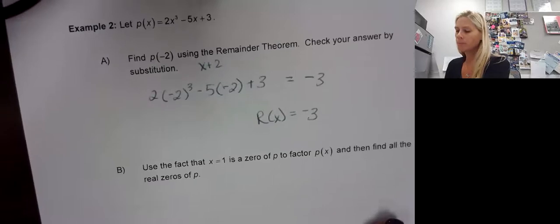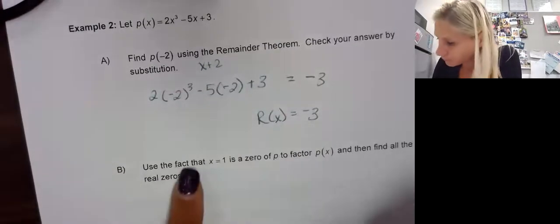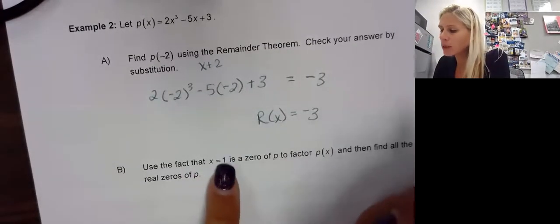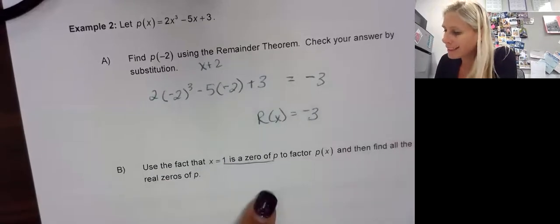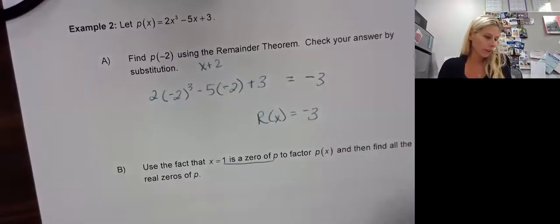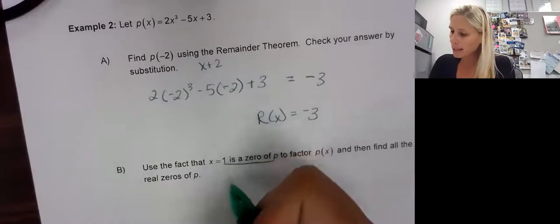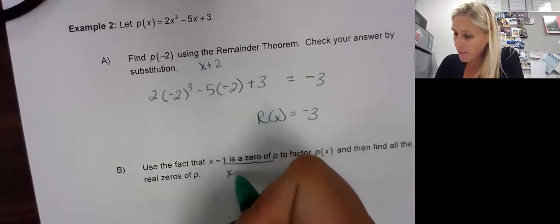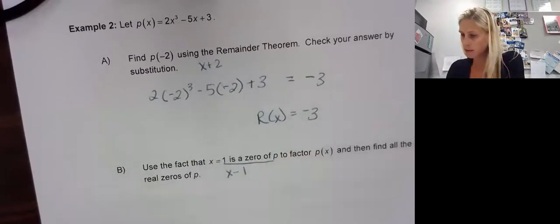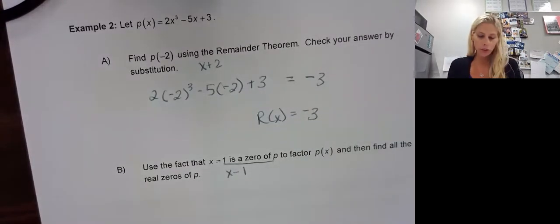Let's try number B. We're going to use the fact that x equals 1 is a 0. So it is a 0. Find all the real zeros. Remember, x equals 1 being a 0 means that x minus 1 is a factor. So we are going to use synthetic division, of course, because that's the easiest.